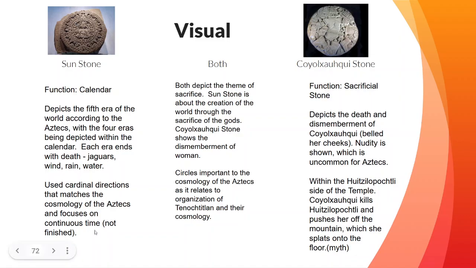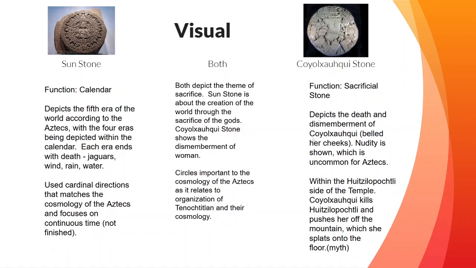And then the sunstone also uses those cardinal directions to match that cosmology of the Aztecs. Tenochtitlan is split into four based on cardinal directions. The sunstone is as well. The Coyolxauhqui stone is depicting the death of Coyolxauhqui. Nudity is shown, very uncommon for the Aztecs, so again, it's about humiliating her. And then it's on the base of the temple, in which the idea is to represent her being shoved off the mountain and lying flat on the floor, dismembered.